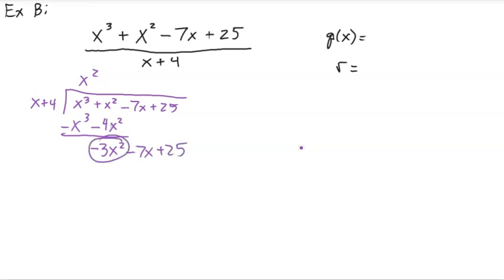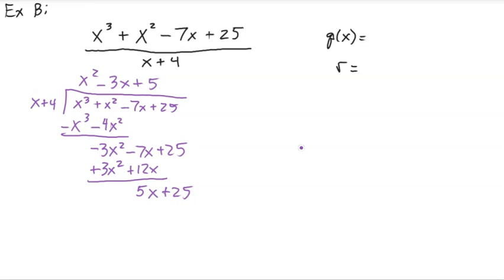Now we're going to divide negative 3x squared by x, and that's negative 3x. Then we're going to multiply the negative 3x times x, which is negative 3x squared, but we're going to change it to plus 3x squared. Then we're going to take the negative 3x and multiply it by 4. We get negative 12x, but we're going to change it to plus 12x. First two terms are going to cancel each other. Then negative 7x plus 12x is 5x. Then we're going to bring down the plus 25, and we're going to now divide 5x by x. 5x divided by x is just positive 5, so that's plus 5.